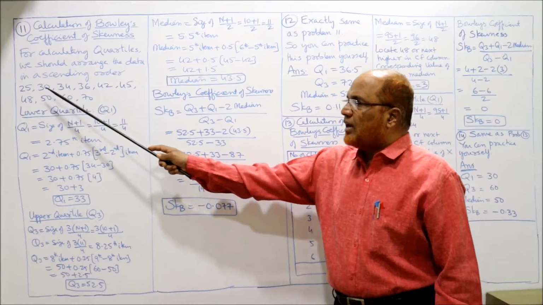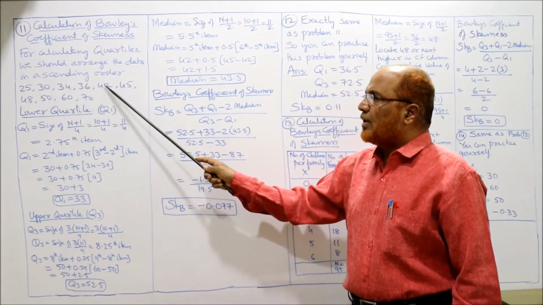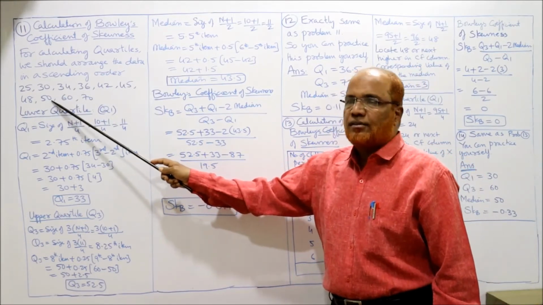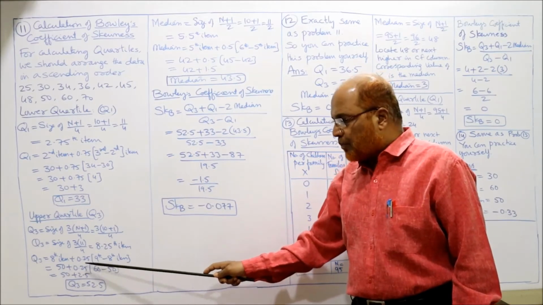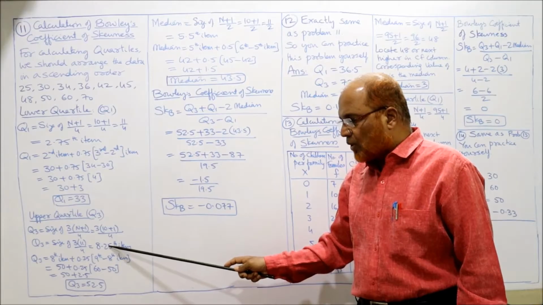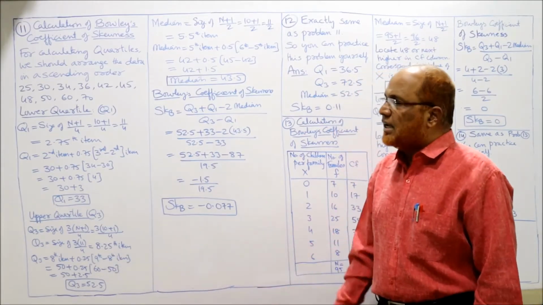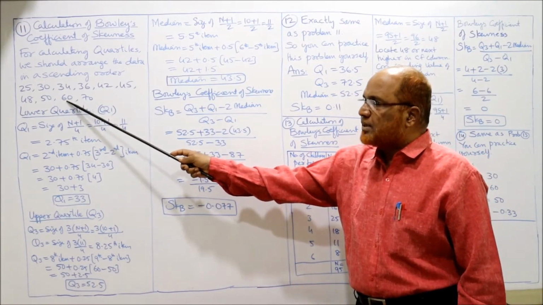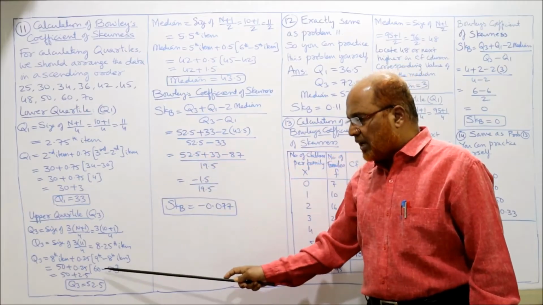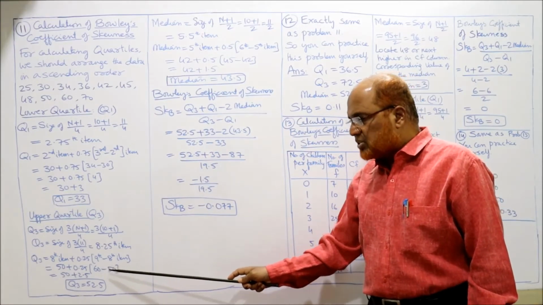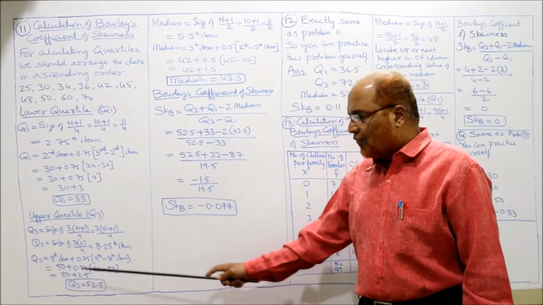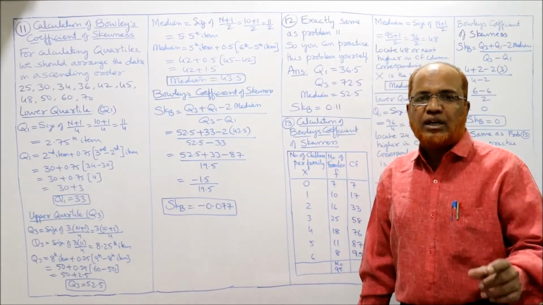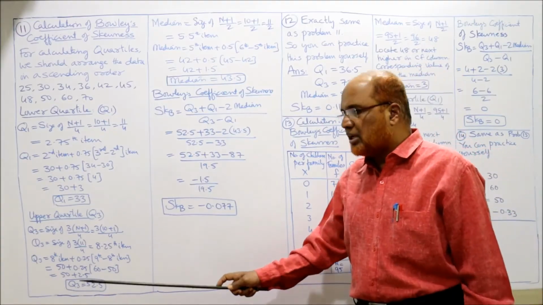So what is the 8th value? 1, 2, 3, 4, 5, 6, 7, 8. 50. So 8th item is 50. Plus 0.25. Here it is 0.25 into 9th minus 8th. What is the 9th item here? 60. So 60 minus 50 is 10. 10 into 0.25 is 2.5. So 50 plus 2.5, 52.5. That is the Q3 value.